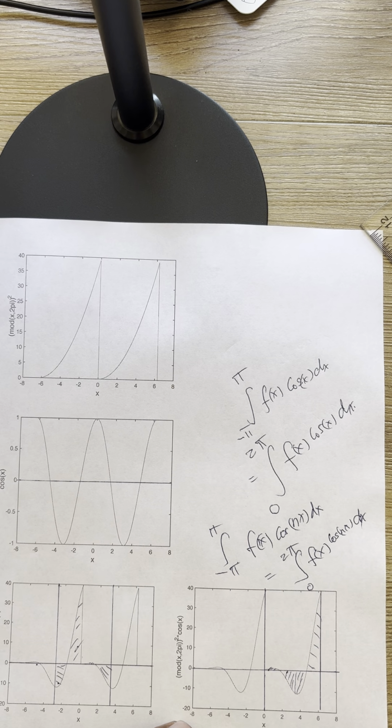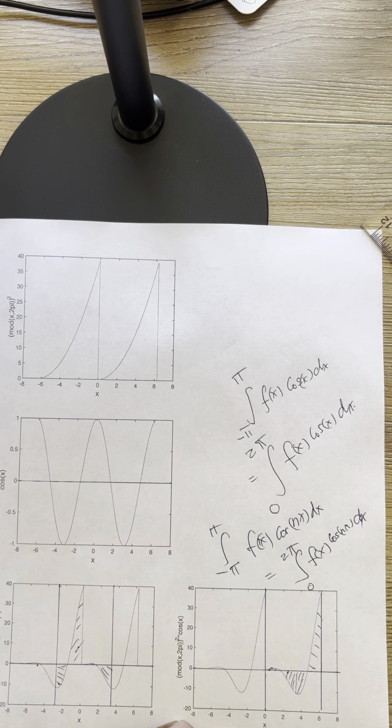The width must be 2 pi. The width of the integration interval must be 2 pi. You can go from minus pi to pi, 0 to 2 pi, from pi to 3 pi, from 0.5 pi to 2.5 pi. It doesn't matter. As long as the width is 2 pi, you'll get the same answer.